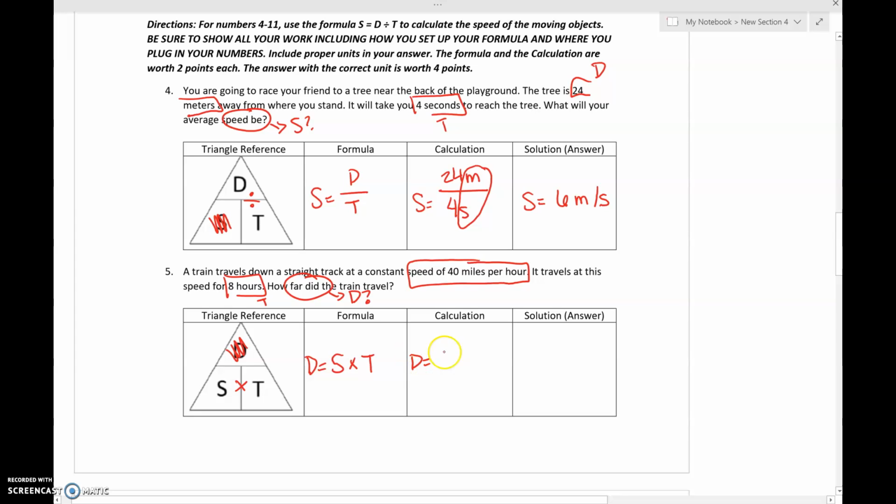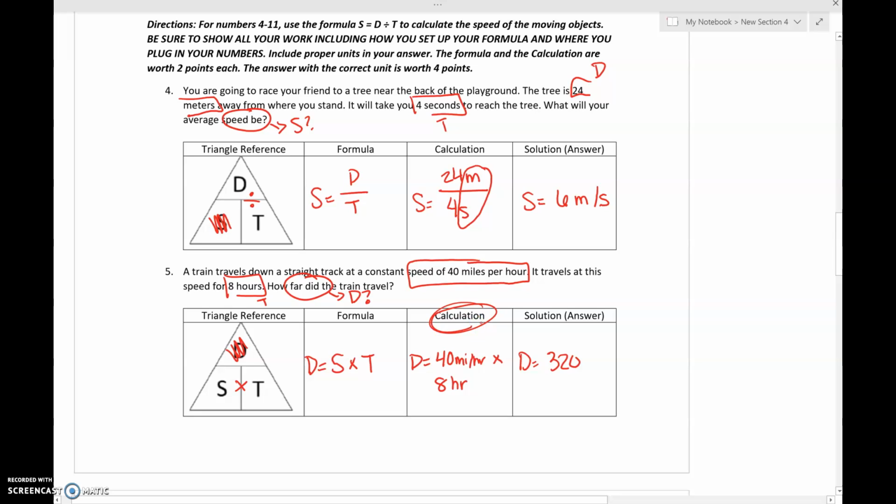D is equal to S, so that is 40 miles per hour. And we're going to multiply that. Unfortunately, I'm going to have to come down to the next line. Multiply it by 8 hours. And when you do 40 times 8, plug that into your calculator, you come up with a distance of 320.